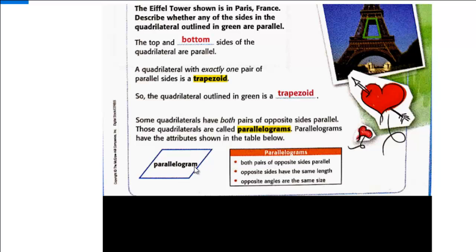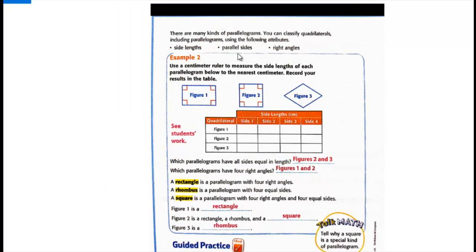Opposite sides have the same length. These two sides have the same length, and these two sides have the same length. Here, opposite angles are the same size. This angle is opposite to this angle, so the size of this angle is equal to the size of this angle. And this angle is opposite to this angle, so the size of this angle is equal to the size of this angle. Okay, here there are many kinds of parallelograms.